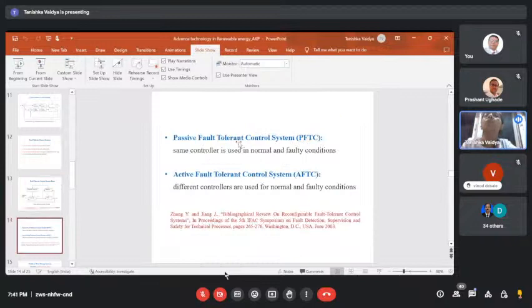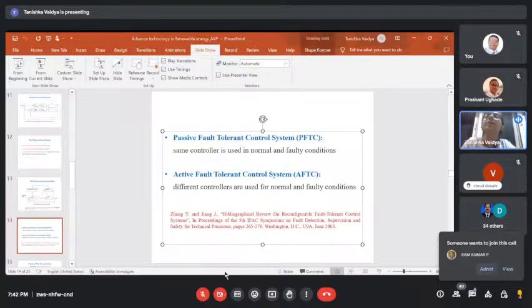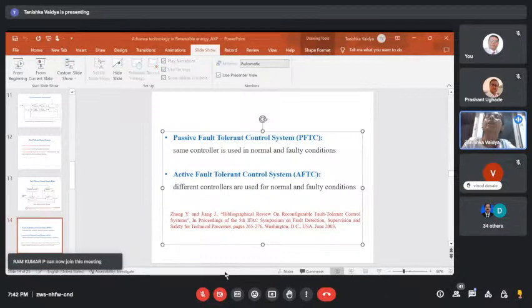There are two types of fault tolerant control system. One is the passive fault tolerant control system, and another is the active fault tolerant control system. In the passive fault tolerant control system, the controller itself has such a design that it will work in normal conditions and in a different way with faulty conditions. In the active fault tolerant control system, a different separate controller is used. If the normal controller system fails, it will discard that control, and the other fault tolerant control system will take charge and work well.